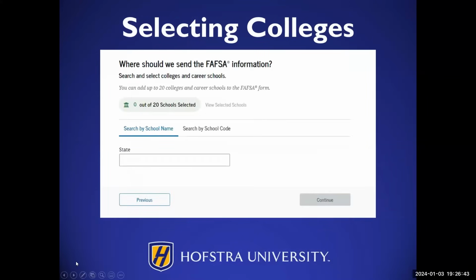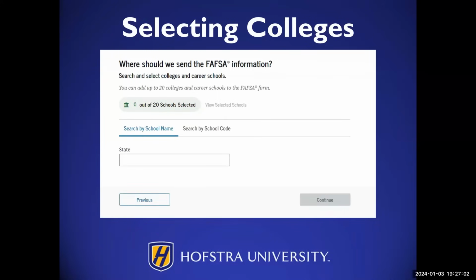After that, we're going into selecting colleges. This is where the students can indicate the schools that they're looking to apply to. What's a great change this year? It used to only allow you to add up to 10 schools at a time, but now the FAFSA has expanded to 20 colleges at a time, which is great.